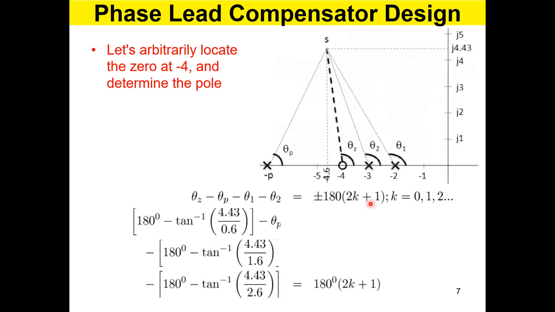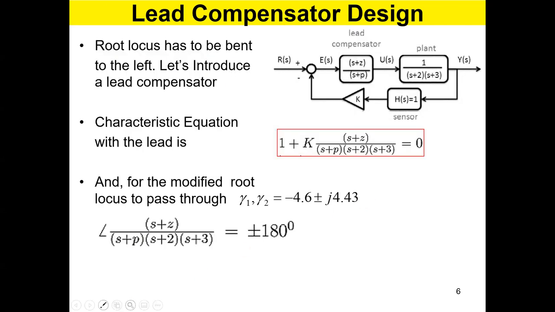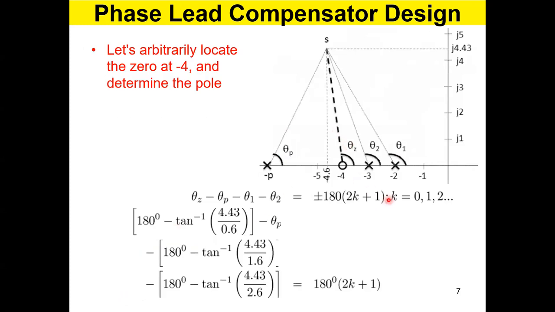So, if you look at the phase condition here, you can see three poles and one zero. One is at minus 3, the other one is at minus 2, the other one is at minus P, and the zero is at minus Z. So, I draw them all here: minus 2, minus 3, minus P, and minus Z. Where is minus Z? I don't know. I'm going to figure that out.